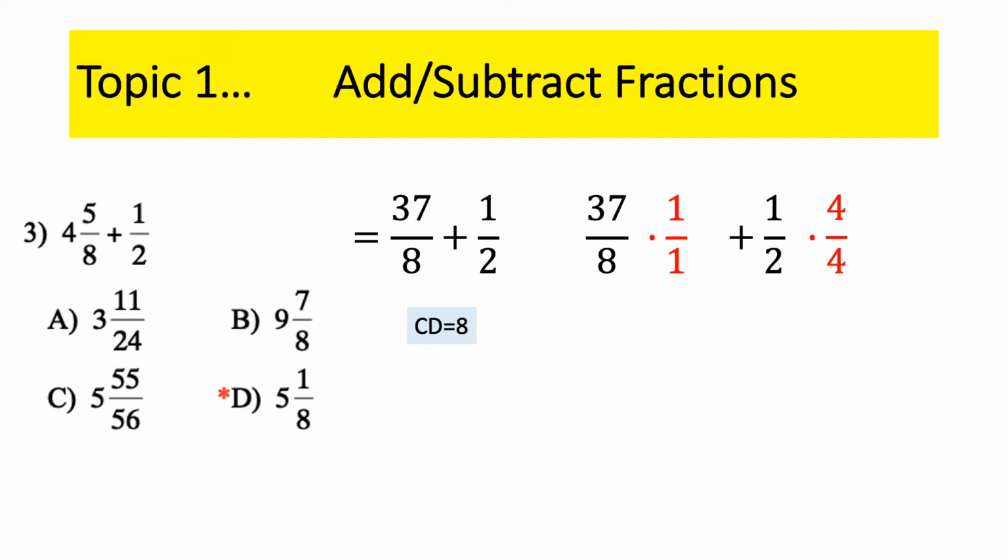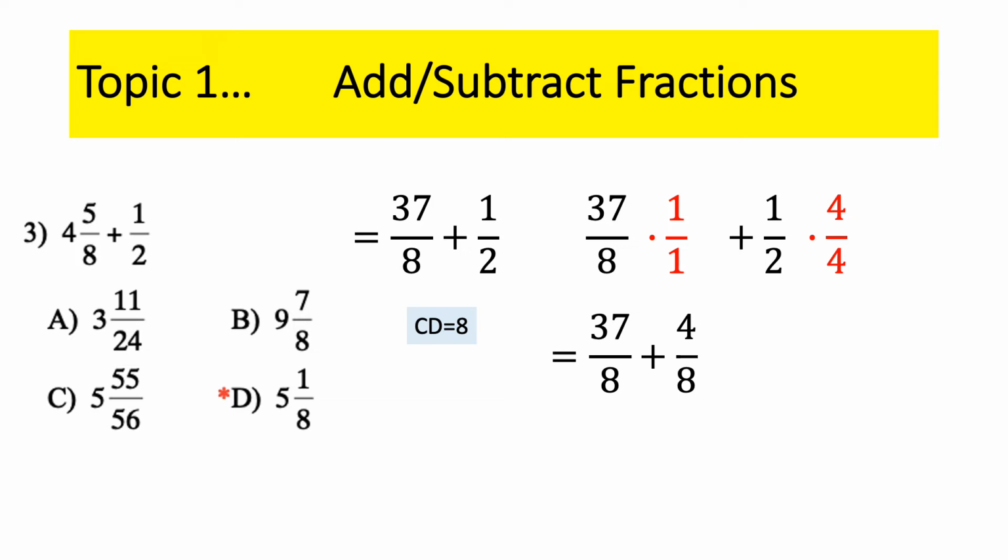All right, let's see. 37 times 1 is 37. 1 times 4 is 4. So we get 37 over 8 plus 4 over 8. Where did they get the 8s from? 8 times 1 is 8. 2 times 4 is 8. That's the denominator multiplication.